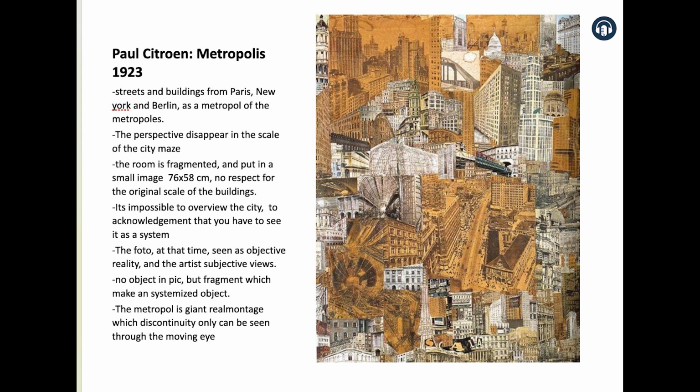The space is fragmented and put in a small image, 76 x 58 centimeters. No respect for the original scale of the buildings. And it is impossible to overview the city, to acknowledge that you have to see it as a system. The photo at the time was seen as very objective, as we also talked about before, an objective reality versus the artist's subjective views. No single object in the picture, but fragments make a systemized object. The metropolis is a giant real montage, whose discontinuity can only be seen through the moving eye.